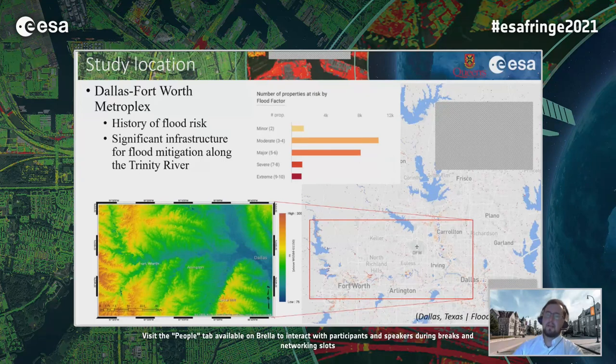So throughout Dallas, the bulk of the flood risk occurs along the Trinity River flowing south through Carrollton and east through Fort Worth and Arlington, as well as downtown Dallas. And on the left here, you can see why this issue exists, just to give you an idea of the hydrology of the area.